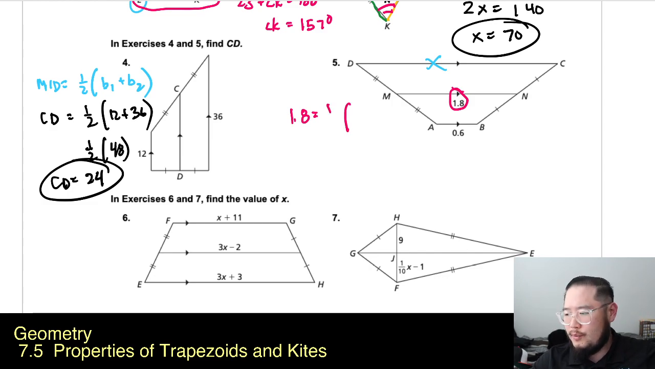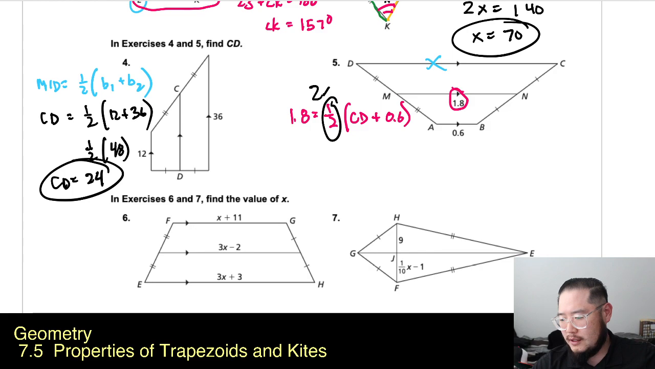So algebraically, it's a little bit more challenging. I would start off, let's get rid of this 1/2, and in order for us to do that, I've got to multiply both sides by 2. So 2 times 1/2 ends up equaling 1. Now let's take a look at 2 times 1.8. And that right there, I have 3.6. And then we'll have CD plus 0.6.